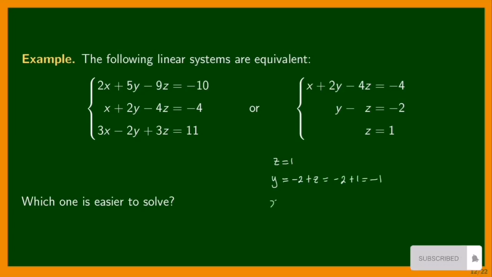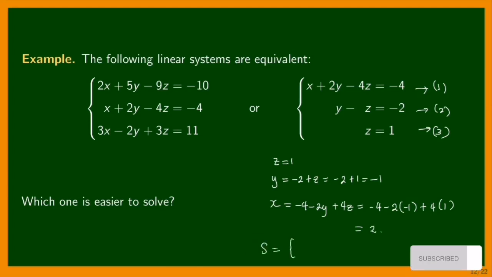And from the first equation, let's call these equations 1, 2, 3. From the first equation, x is negative 4 minus 2y plus 4z. Because we already know the values of y and z, we can just directly substitute. Right? Kindly check if I make mistakes in my computations. So this is negative 4 plus 2, negative 2, plus 4, that's 2. Therefore, the system has a unique solution, and the solution set contains only the vector (2, -1, 1). Take note that we don't have 3 solutions. We only have 1, because a solution is a single vector. Remember that.